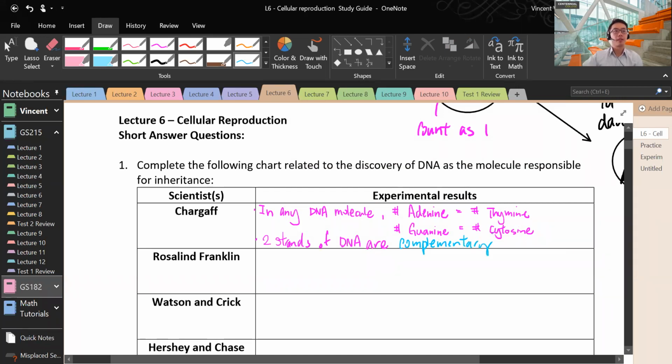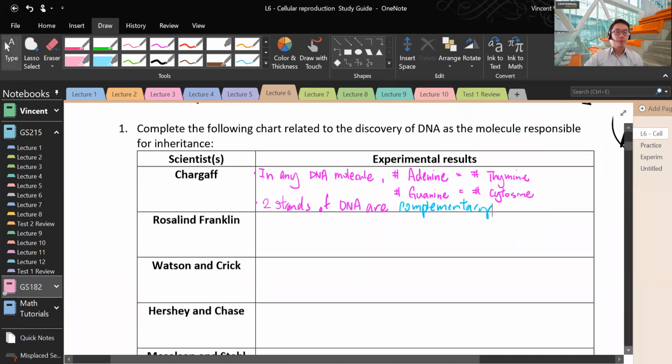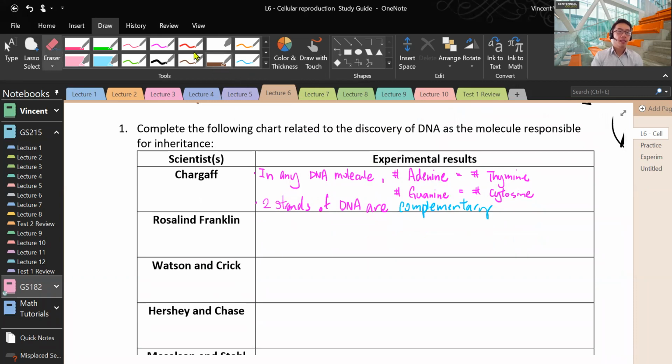Okay, complementary. So that's what he discovered. That's Chargaff. Next, we have Rosalind Franklin.